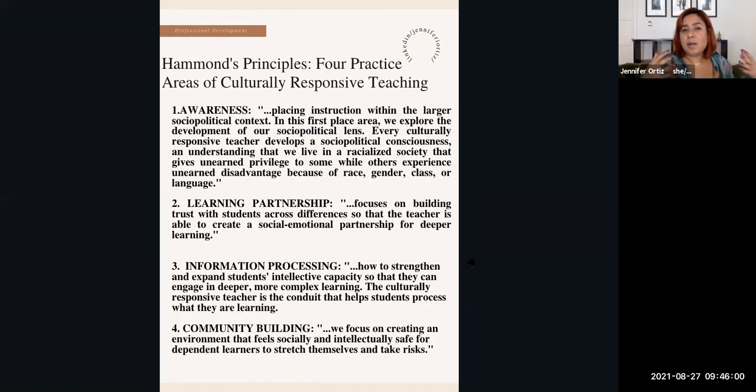And then finally, this is from Zaretta Hammond's Culturally Responsive Teaching. She talks about four practice areas of a culturally responsive teacher. Those four areas are awareness, learning partnership, information processing, and community building. And I think that awareness is important, especially when I was listening to the conversations yesterday. There's an importance in understanding the socio-political context in which our students are experiencing our classroom. Learning partnership really focuses on building trust with students.